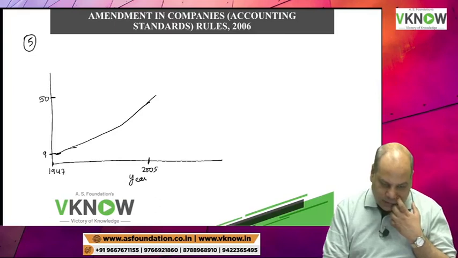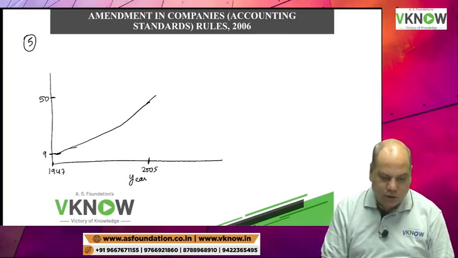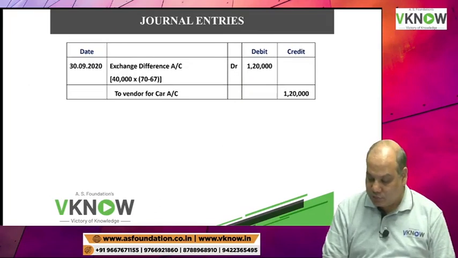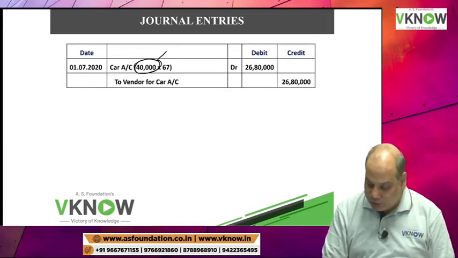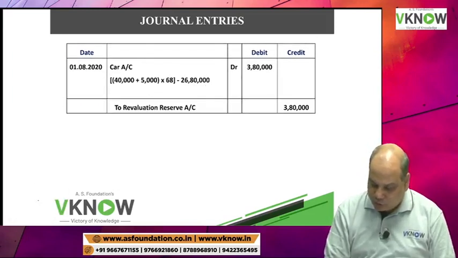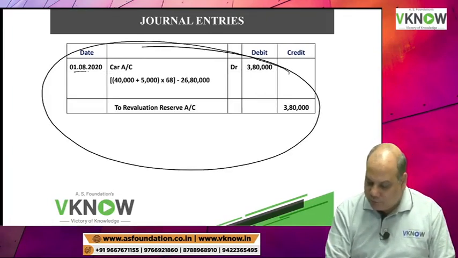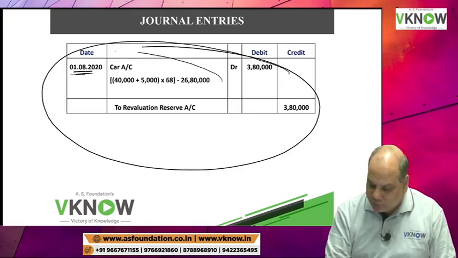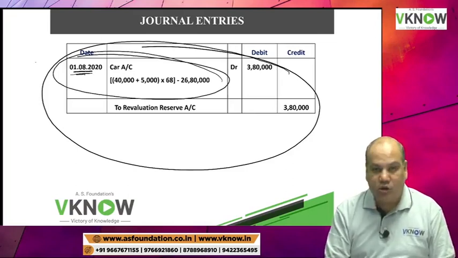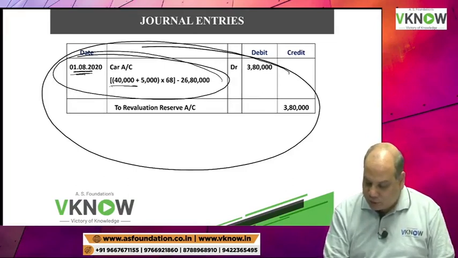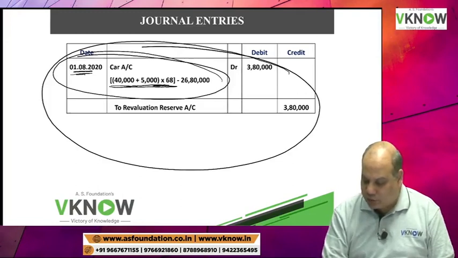One student is asking a query, why are we not revaluing the car? The car is already revalued once. In the previous question, this car has already been revalued. Based on the information given, the car is a non-monetary item. It will be revalued at whatever rate of exchange is given on the date of revaluation.